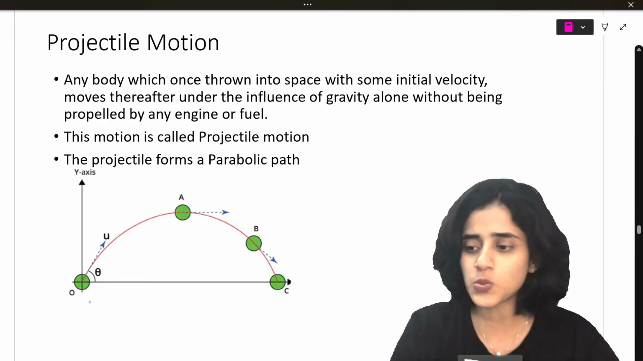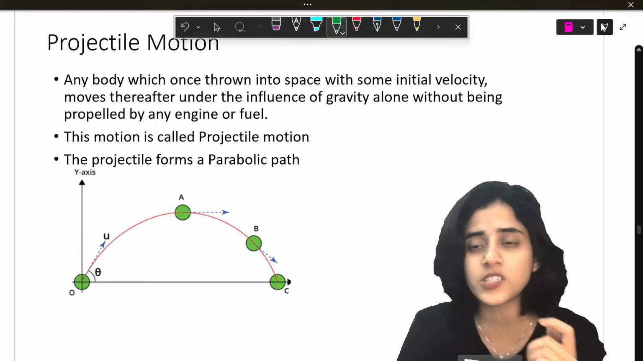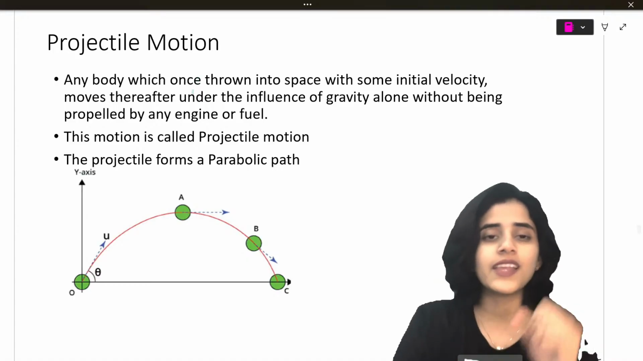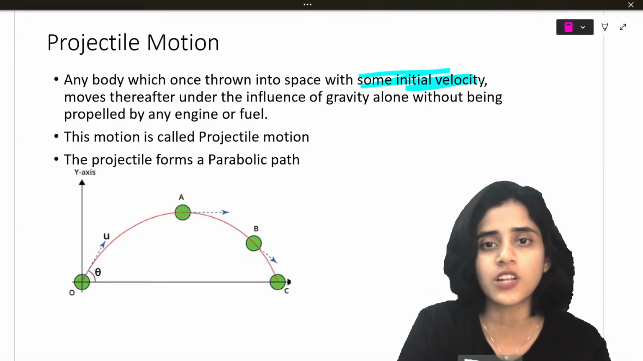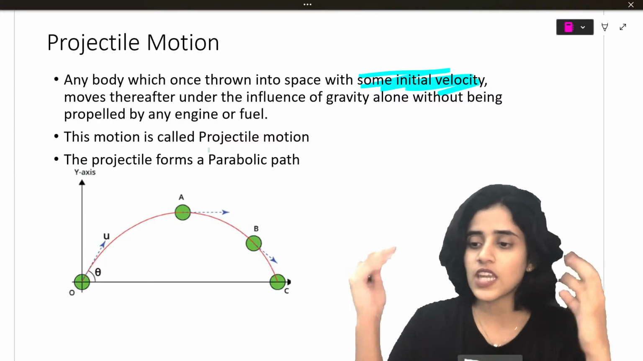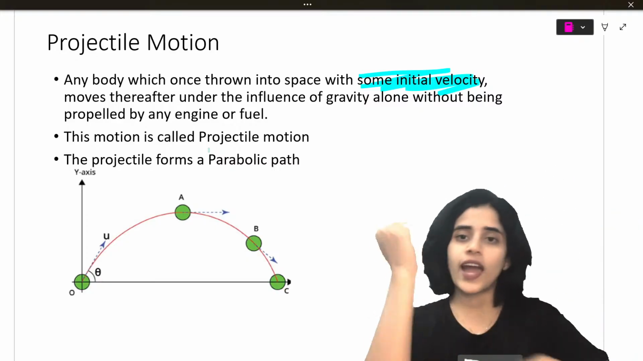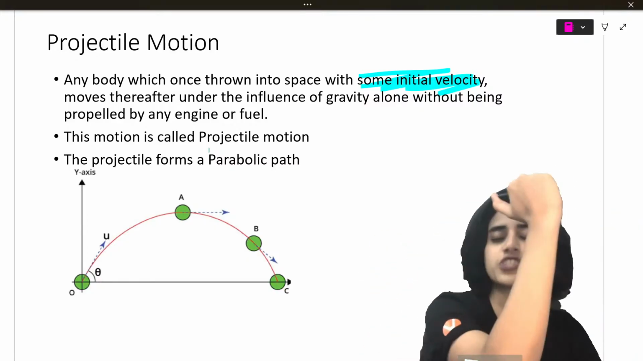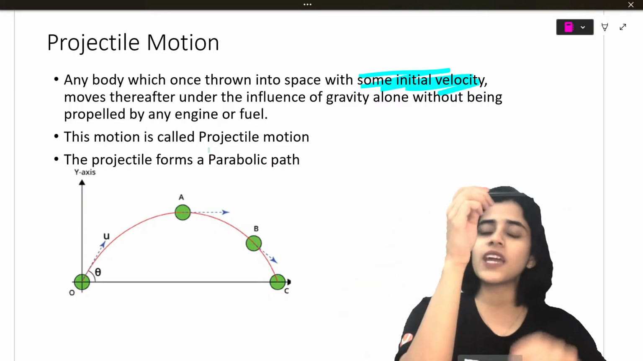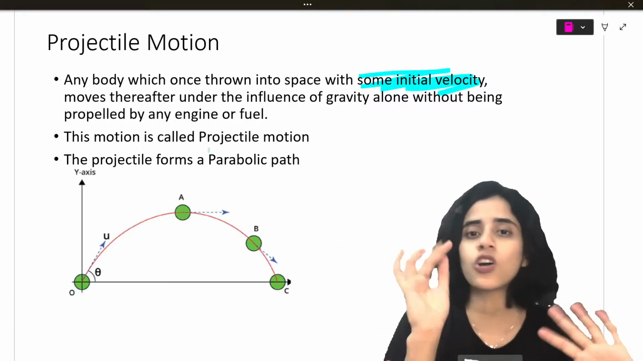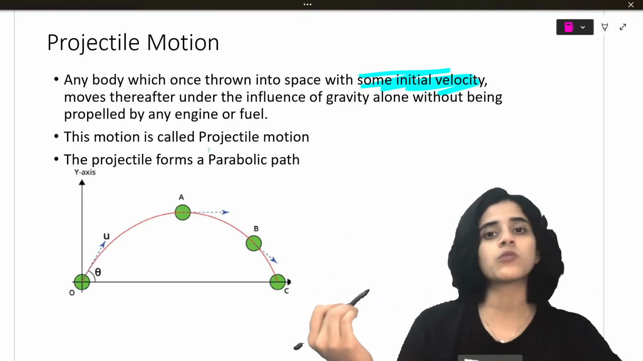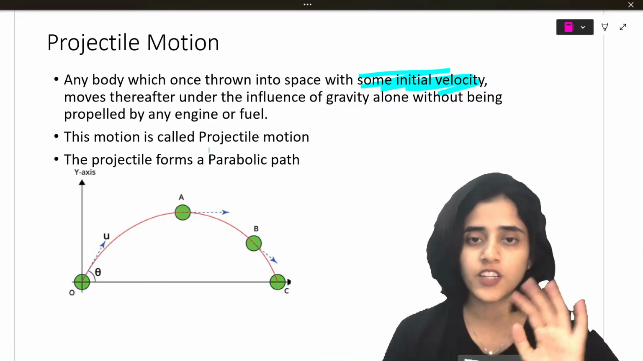Somebody had asked me this doubt, what is projectile motion? Projectile motion is when any body that is thrown with some initial velocity moves under the influence of gravity alone. If I was standing, I could have shown you. This is a javelin and I throw this javelin. The javelin moves because I push it. But after some time, it moves by itself. There is no motor on the javelin. So it only moves because initially I push it, and then the rest of the motion is only because of gravity. Do you all agree?